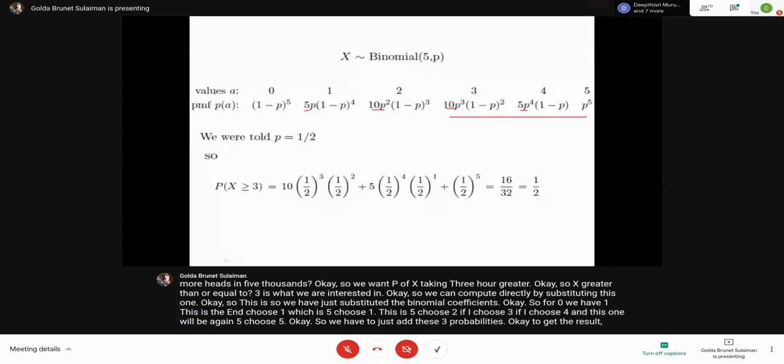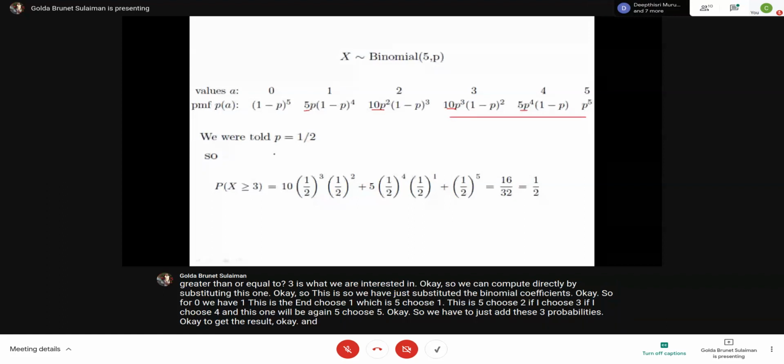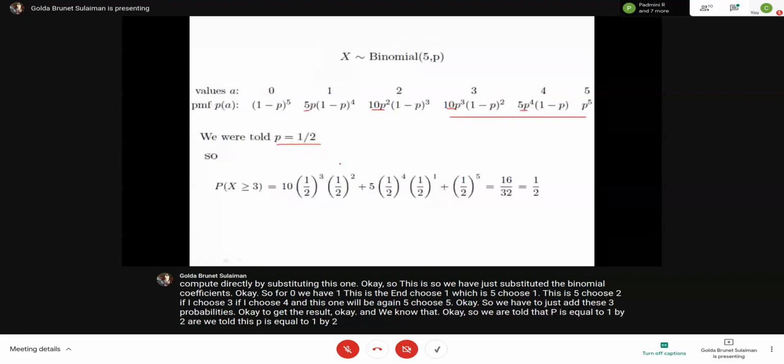And we know that, okay, so we are told that P is equal to 1 by 2. Are we told this P is equal to 1 by 2 anywhere? In the problem, are we told that P is equal to 1 by 2 anywhere?